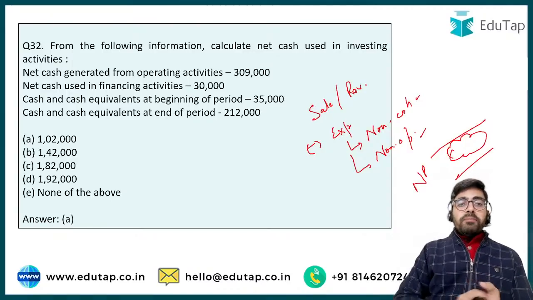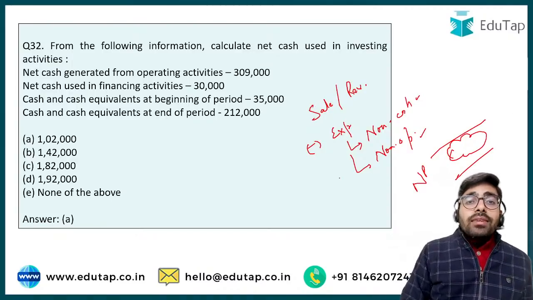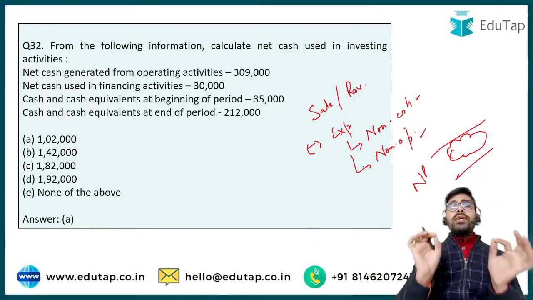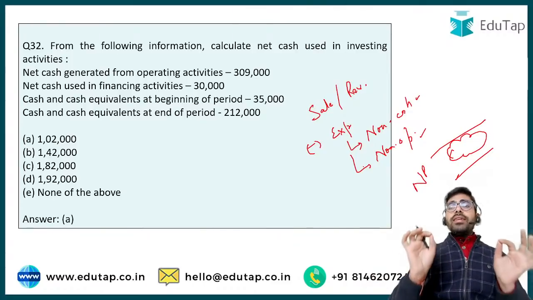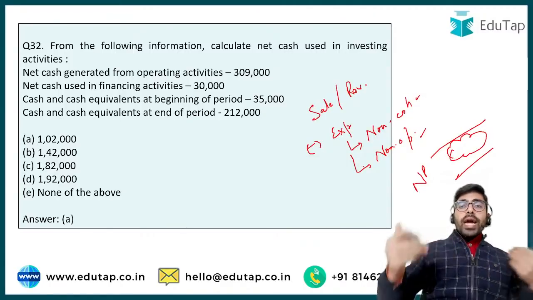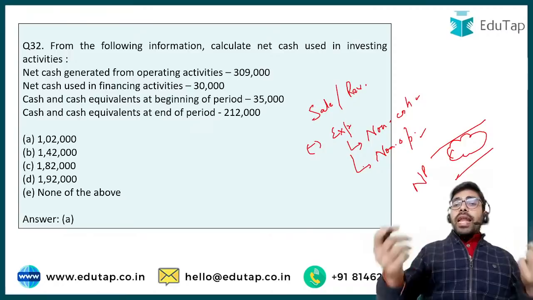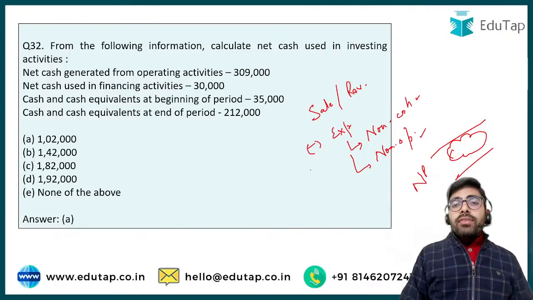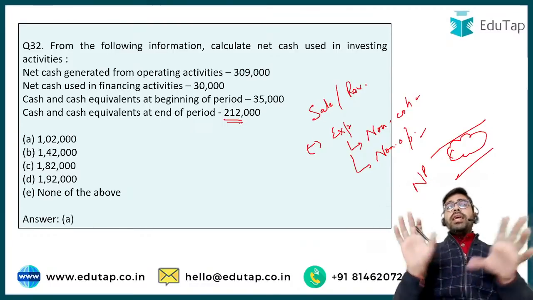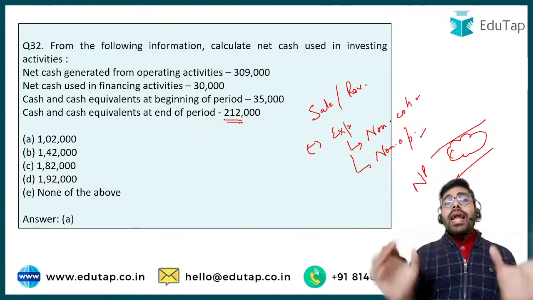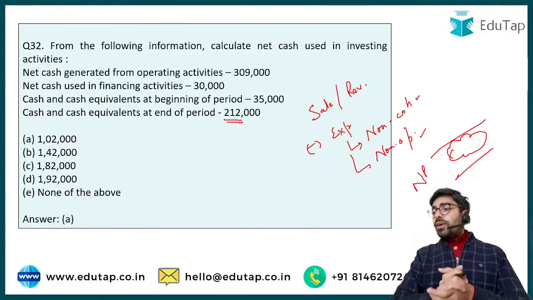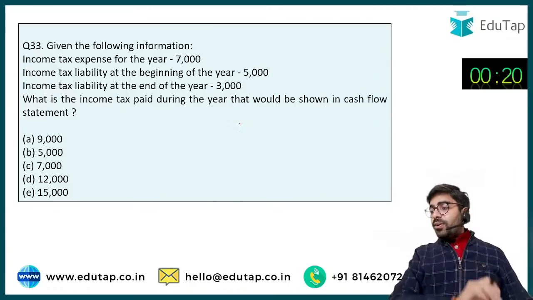Don't worry about it. Here we have to find the cash flow from investing activities. It is very simple, very easy. In the beginning we had a cash balance of 35,000. From operations 3,09,000 more was generated. In financing 30,000 was used. So how much should our closing balance have been? 3,14,000. But actually we are given that the closing balance is 2,12,000. So this difference is going to be that cash which we have utilized in the investing activity. So this is going to be the difference. I hope you have got this now. Okay, got it.